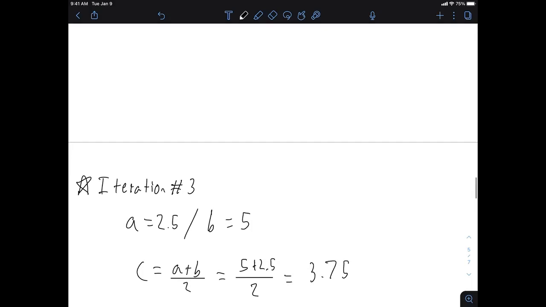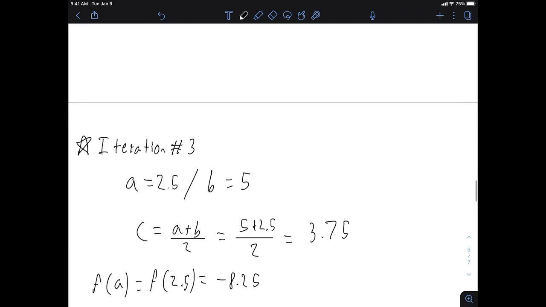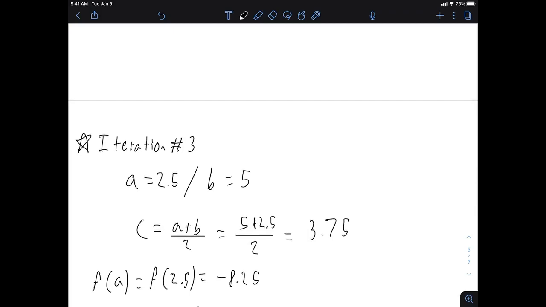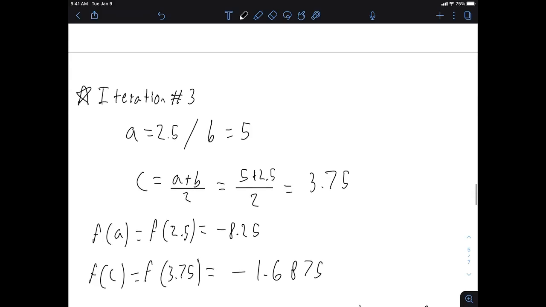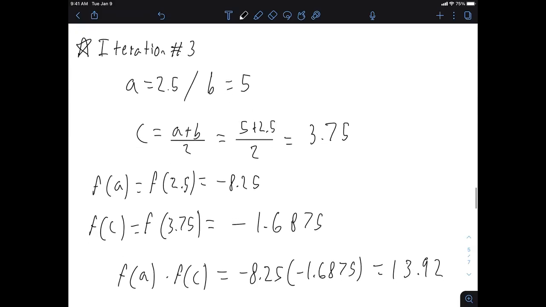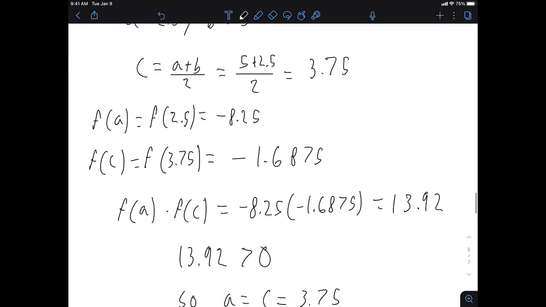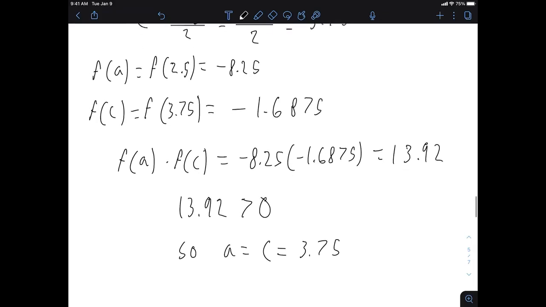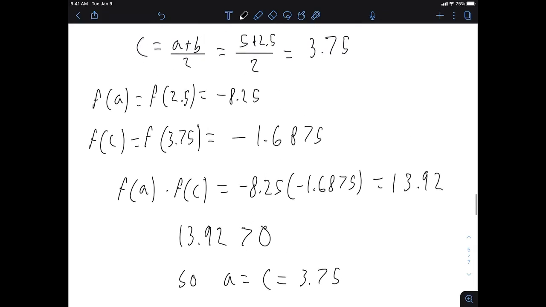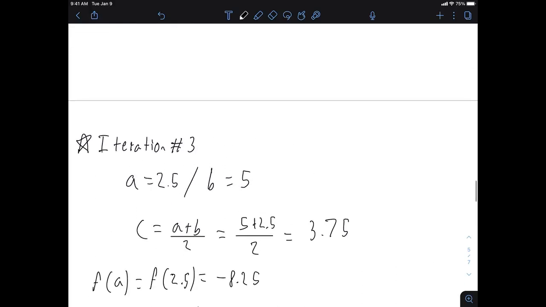So the last iteration here, we calculate C, 3.75, F of A, negative 8.25, F of C, negative 1.6875. Do the if statement, comes out to 13.92, and since that is greater than 0, A is now equal to C. And so basically you would just keep doing that until you find the root. And eventually the bracket A, comma B will converge to 4 at some point.